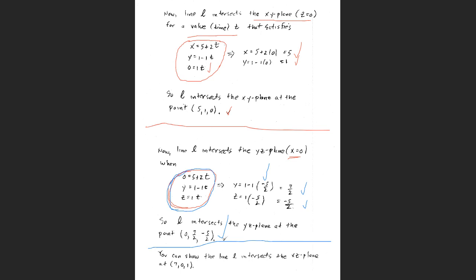Now you can certainly show that the line L intersects the XZ plane at 7, 0, negative 7, 0, 1. I'll let you figure that out. But what's the equation for the XZ plane? Y equals 0. That's right.